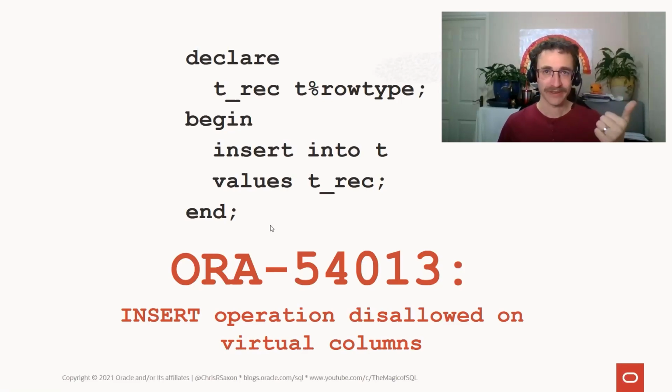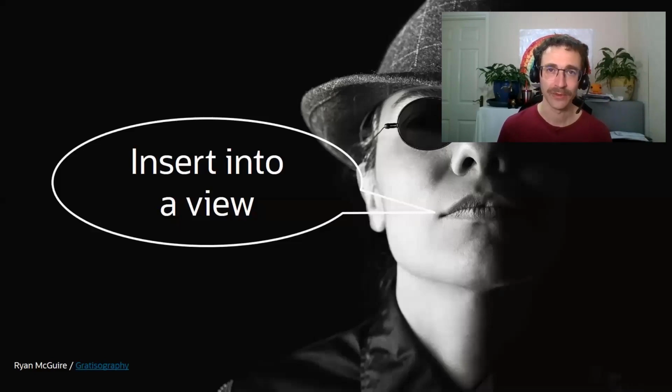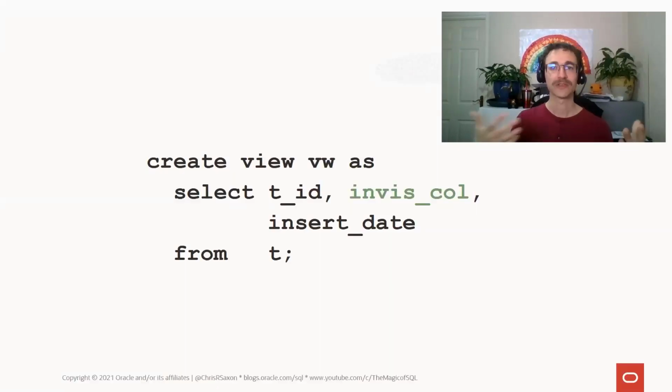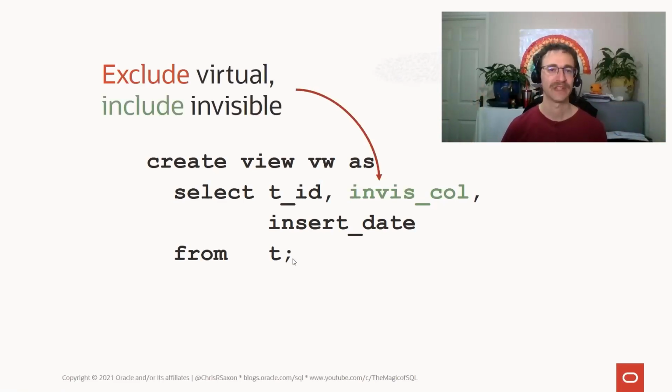So you can insert into a regular table, but you can also insert into a view with some restrictions that we'll discuss in a bit. So we can insert into a view. So what we could do is, let's say we've got a table with some invisible columns and some virtual columns on it. When inserting, we need to exclude those virtual columns and include any invisible columns we want to supply values for. So we can define a view which has the exact columns we want to supply values for.